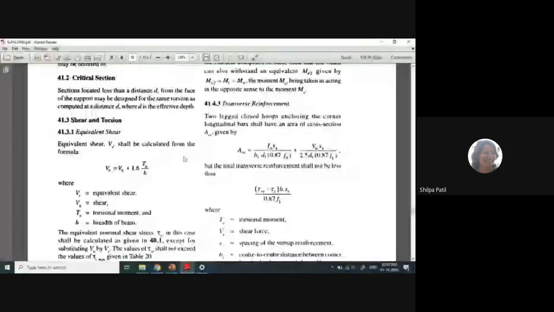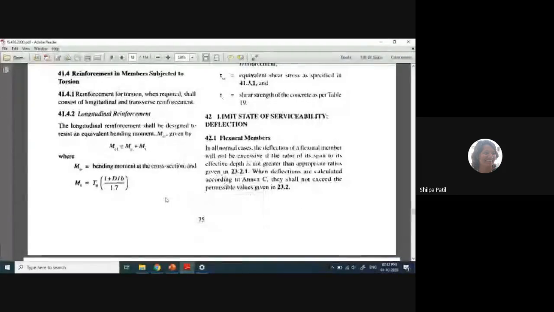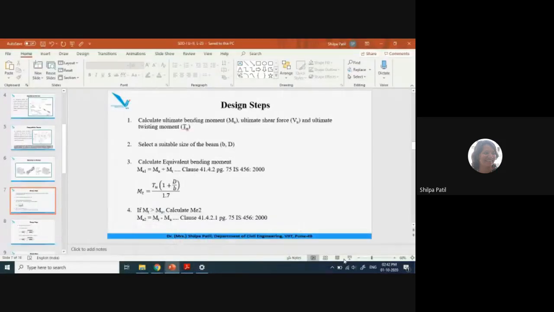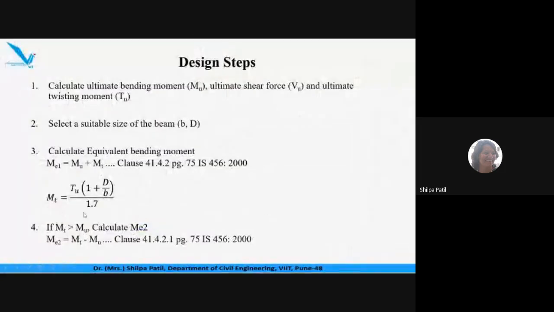So this formula is from the IS code. You need not mug up this formula. It is there in the code IS 456, page number 75. Once we calculate Mt by using this formula, we have to compare this value with the actual moment acting on a member or on a beam. If this Mt is greater than Mu, we need to calculate the Me2.